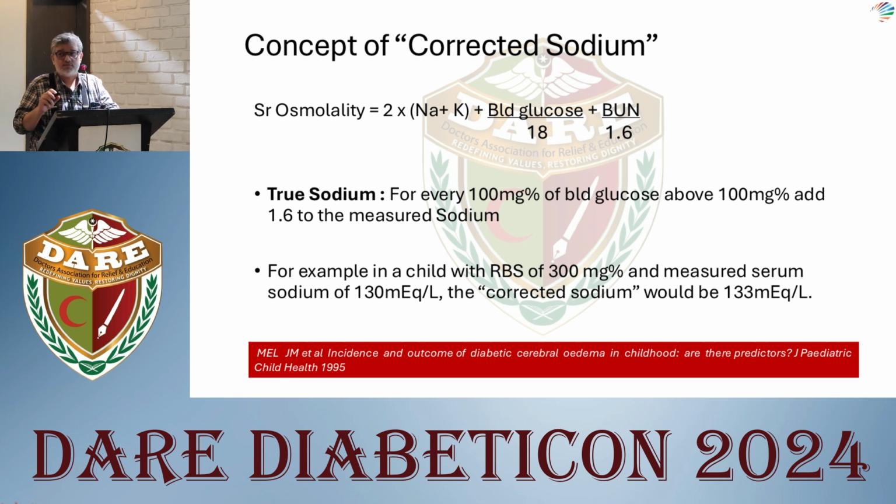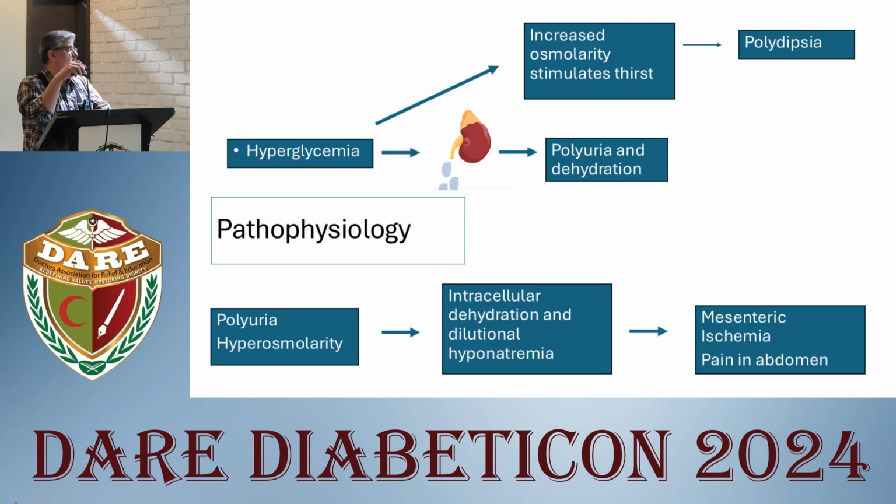So this corrected sodium is very important because your sodium is spuriously low because of the excess amount of fluid in the circulation due to hyperglycemia. So what happens is, as we saw just now, hyperglycemia leads directly to polyuria and polydipsia, and as we already saw, it leads to an excess amount of osmolality. Osmolality will lead to polydipsia. That means you are going to feel more thirsty and you will drink a lot of water. All these things will lead to hyperosmolality. Hyperosmolality will lead to intracellular dehydration, and this will lead to mesenteric ischemia and pain in the abdomen.